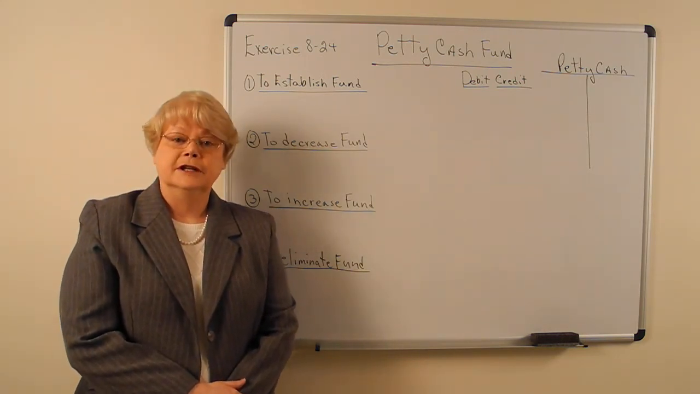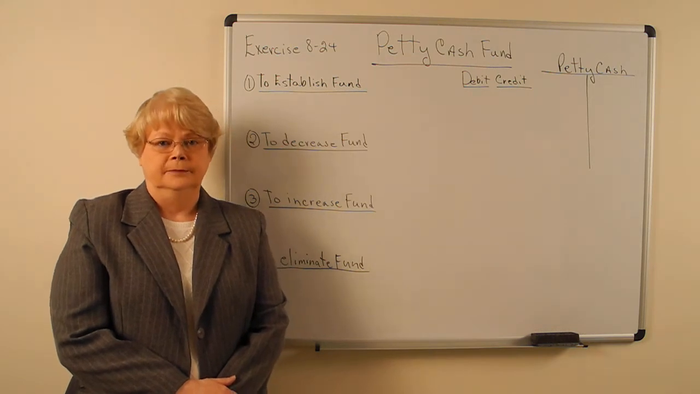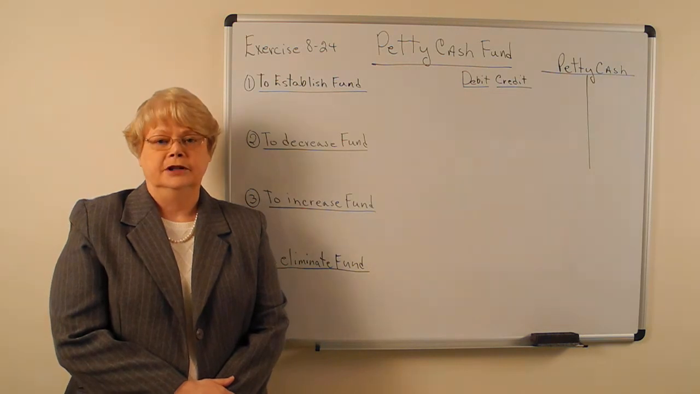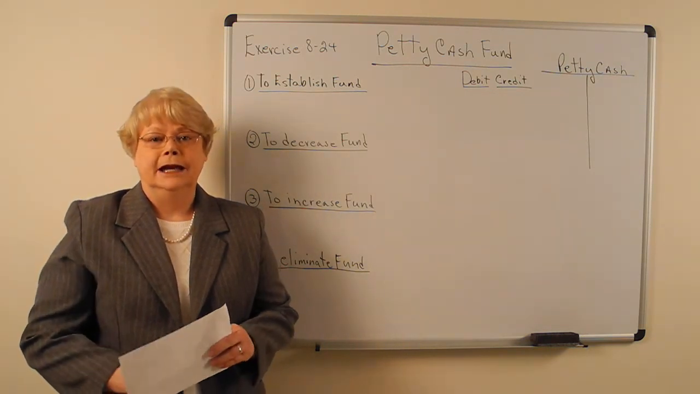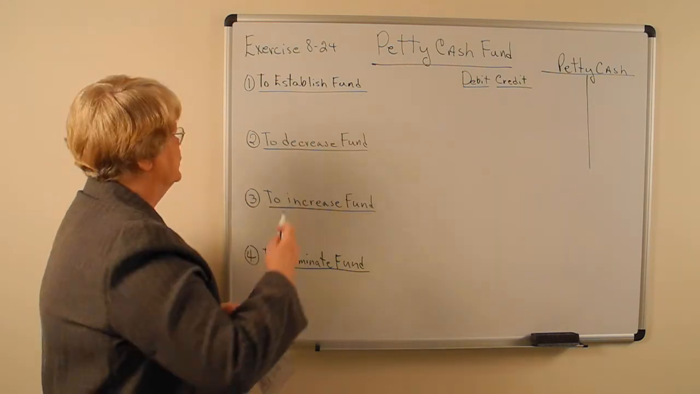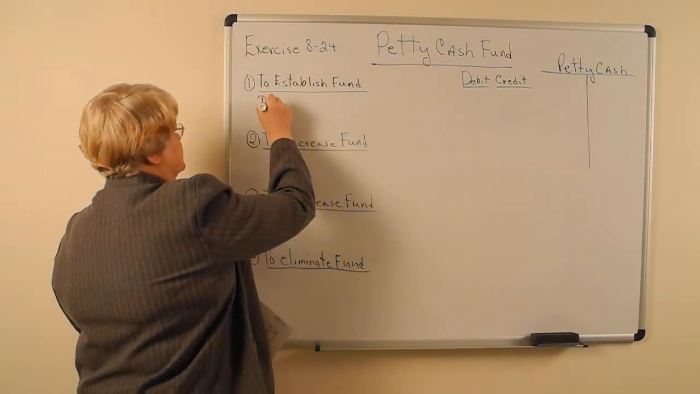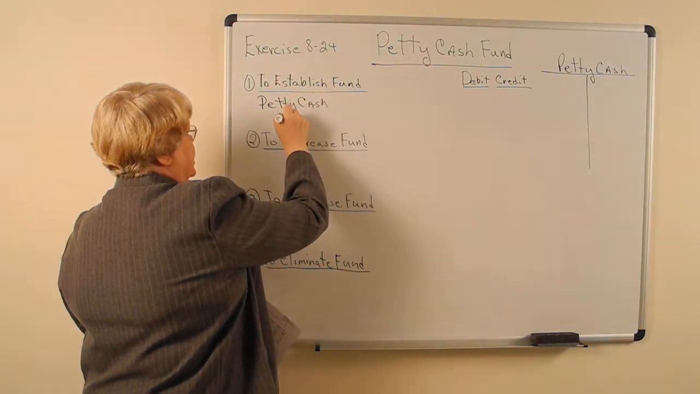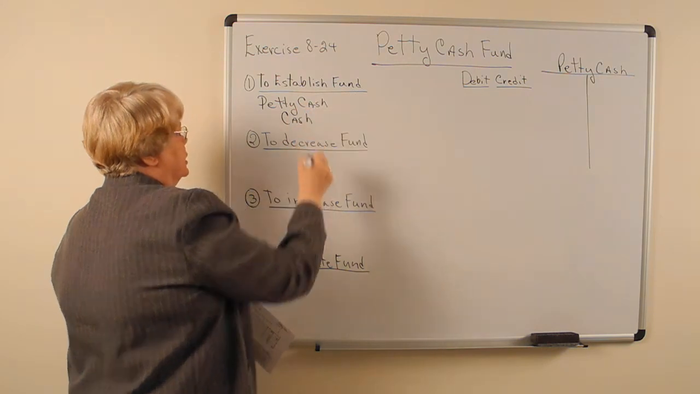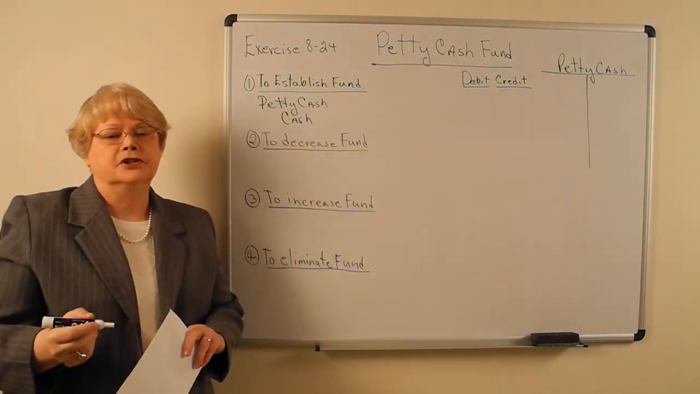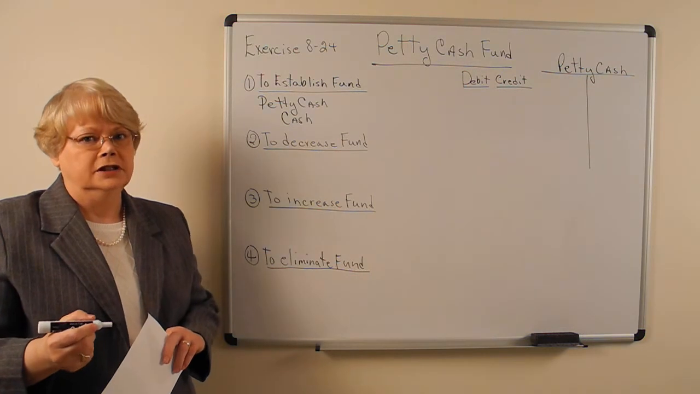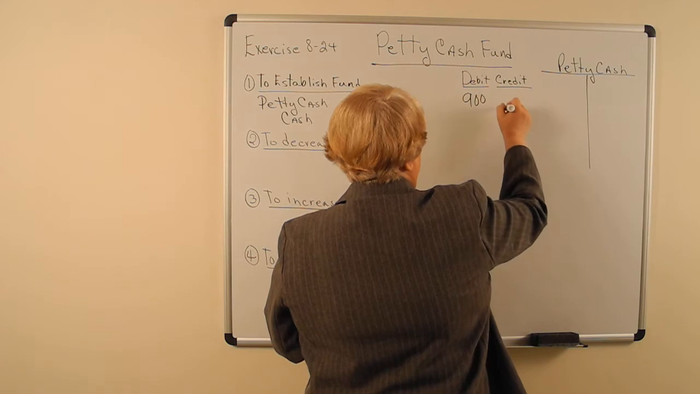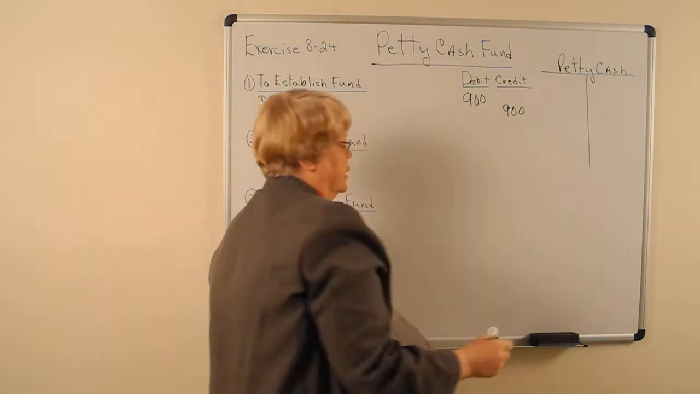Okay, the very first thing you would have to do is to establish the fund. As I said before, you would write a check, you would get the cash, put it in the drawer. The journal entry would be a debit to petty cash. That would be a general ledger account, petty cash, and a credit to the general ledger account, cash. Let's say we're going to establish a fund for about $900, okay? So we'll debit petty cash for $900 and we'll credit cash for $900.